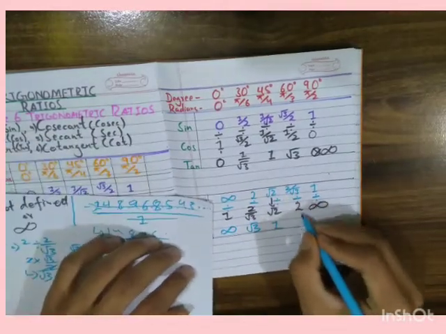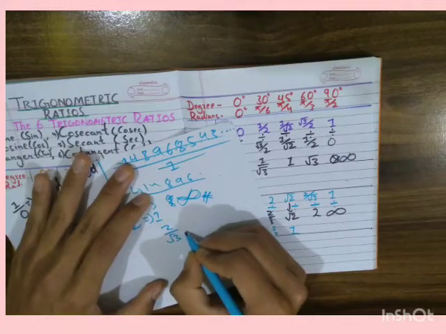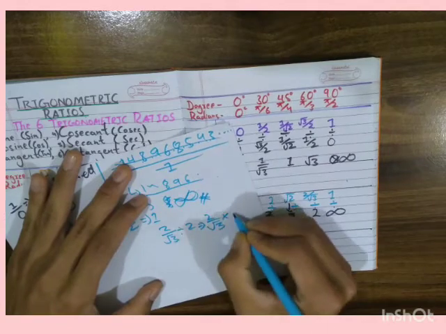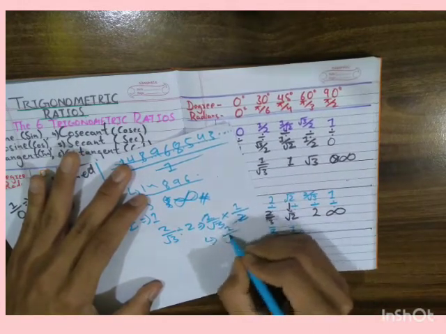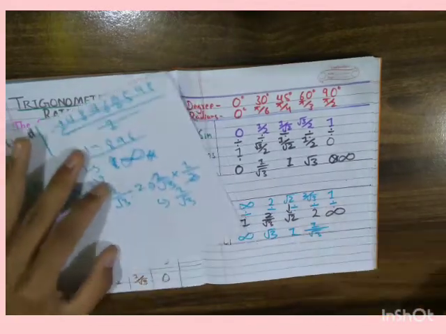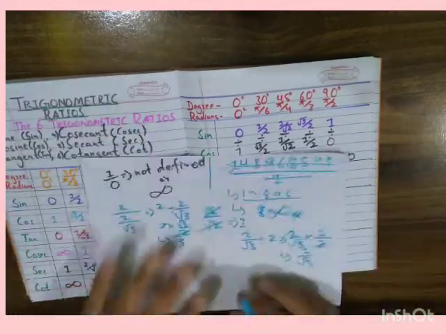And 2 by root 3 divided by 2. Change the sign, reciprocal the number. 2 is same, so it gets cancelled. The answer is 1 upon root 3. Here you can write 1 upon root 3, and 1 divided by infinity is 0. So let me tell you why.